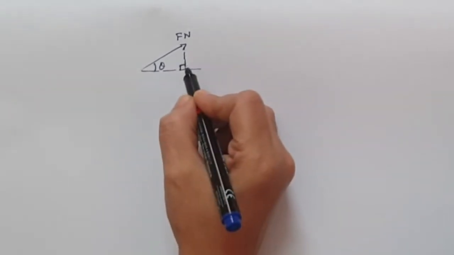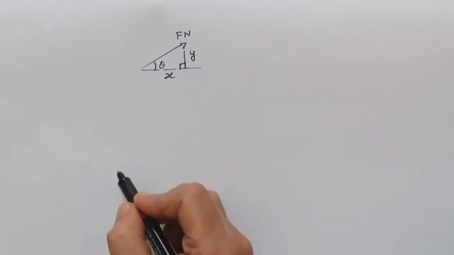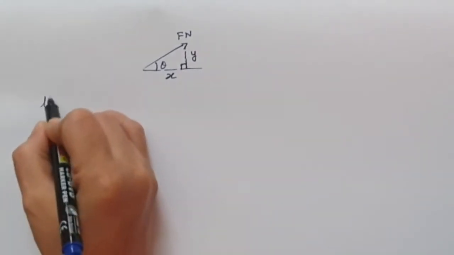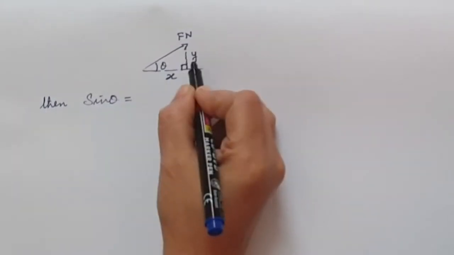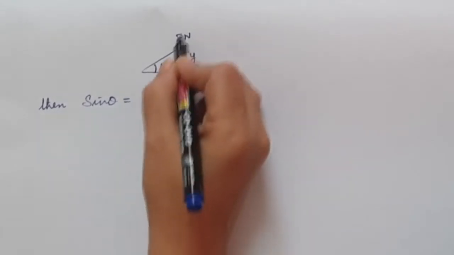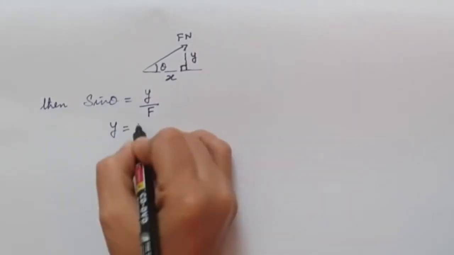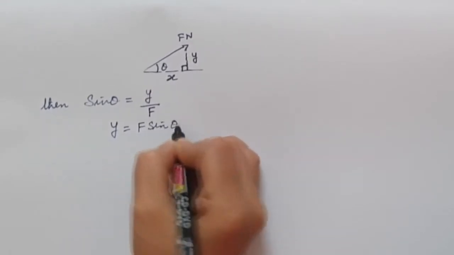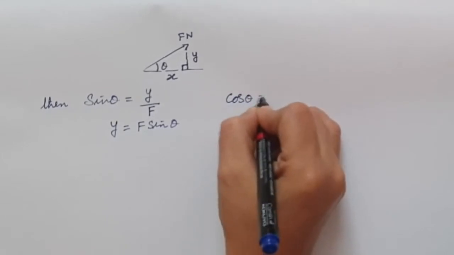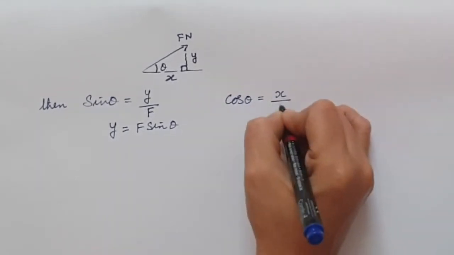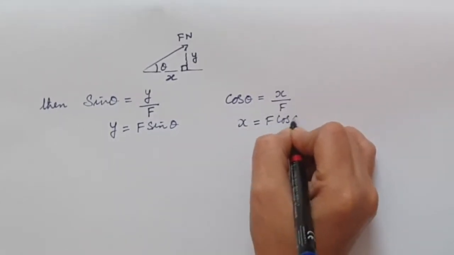If we take the vertical direction as y and the horizontal direction as x, then sine theta will be equal to opposite, which is y, over the hypotenuse, which is F. So y will be equal to F sine theta. In the same way, for the horizontal component, cos theta will be equal to x over F. So x will be equal to F cos theta.